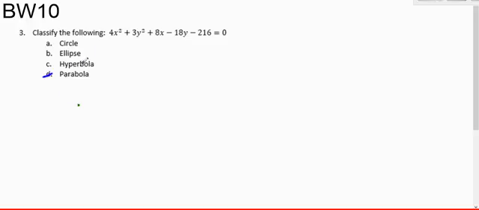Hyperbolas, one of them is negative, so here they're both positive, so it's not a hyperbola. Circles have the same coefficient, so it's not a circle. Ellipses have different coefficients, so that would be an ellipse.